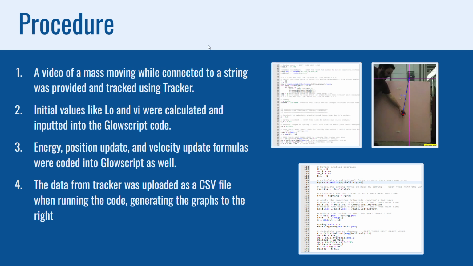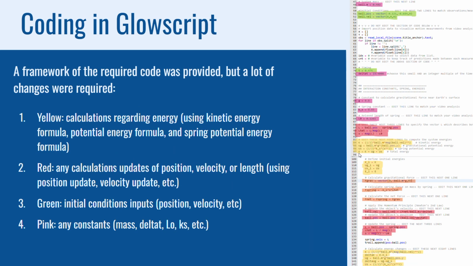Now for the procedure, the video was uploaded to Tracker and data was taken from this. And then initial values like the unstretched length and initial velocity were calculated. Energy, position update, and velocity update formulas, all of the formulas were uploaded or calculated into GlowScript as well. And then the data from Tracker was put into a CSV file and then inputted into the code to generate the models.